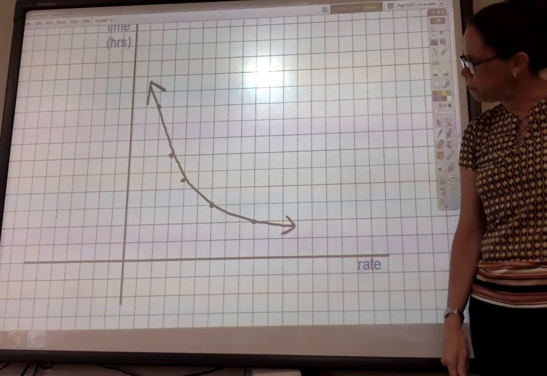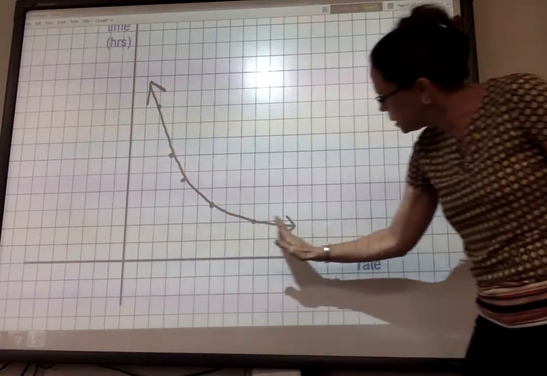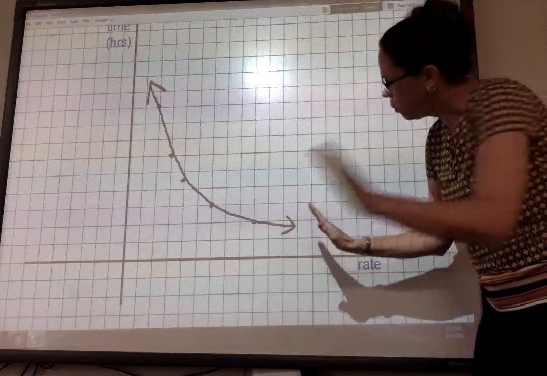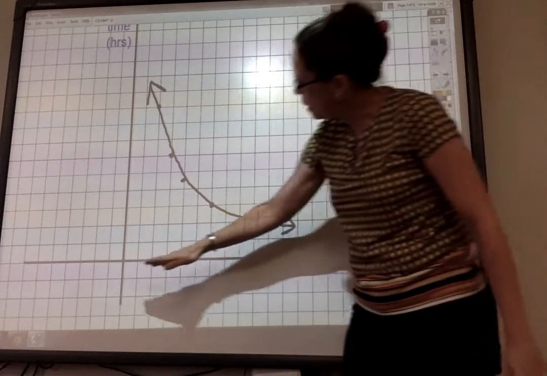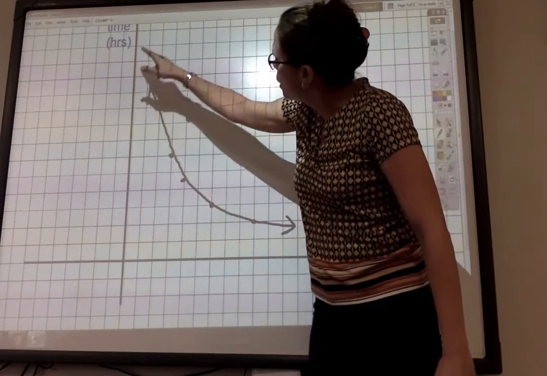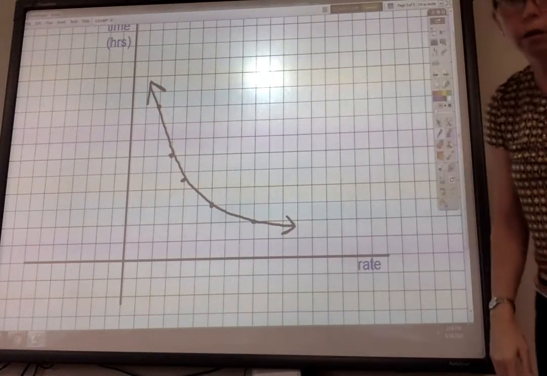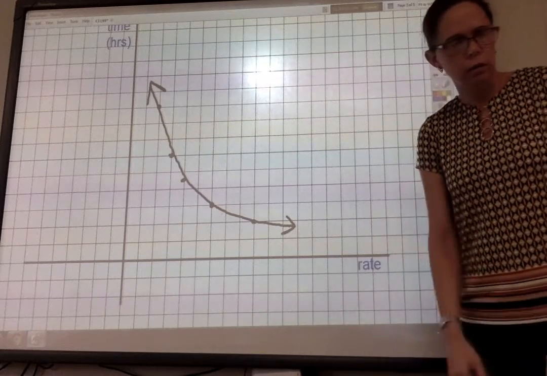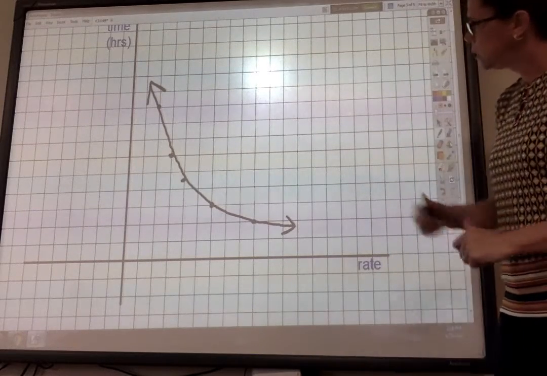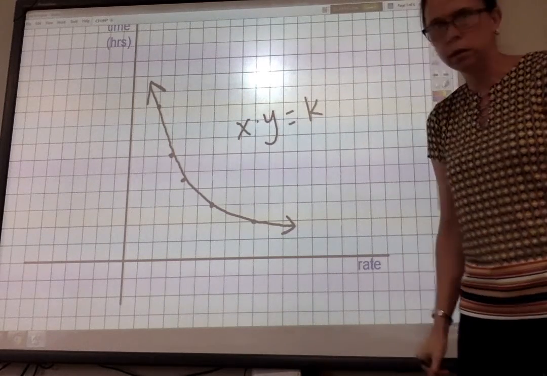Okay, very different from a direct variation, right? So let's think about what's happening. As my x value increases, look what's happening to my y value. It's getting lower, right? And if I think about it this way, as my y value increases, the x value is getting lower. So this is the typical graph of an inverse variation, the typical graph of when we have x times y equals our constant.